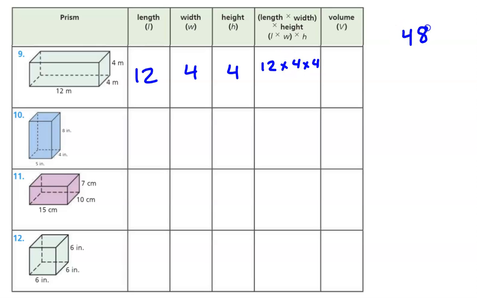And then I would just need to do 48 times my last dimension, which is 4. So 4 times 8 is 32. Carry the 3. Oh gosh. And then 4 times 4 is 16, and 16 plus 3 is 19. So this altogether is going to equal 192.